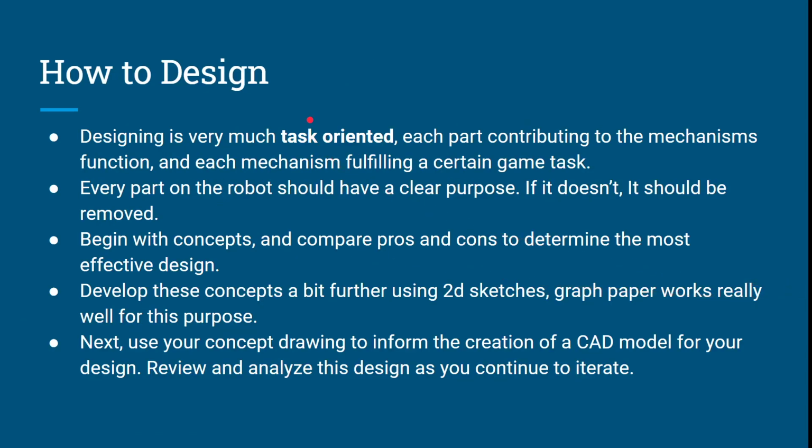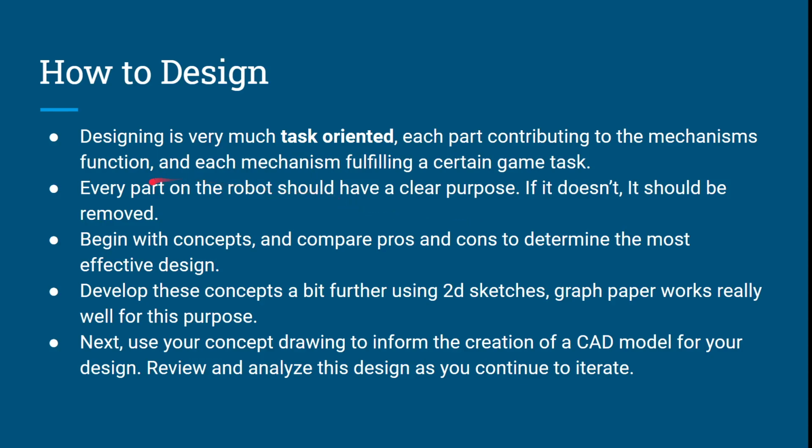All right, so we talked about this a little bit before, but design is task-oriented, right? You start with your task and you move up from there, right? So every part on the robot should have a clear purpose to fulfill that task, right? Whether it's making it stronger or facilitating some sort of rotation, or making something lighter, everything should have a clear purpose. And if it doesn't, it really should be removed because that's redundancy that you don't necessarily need. But usually things will have a purpose.